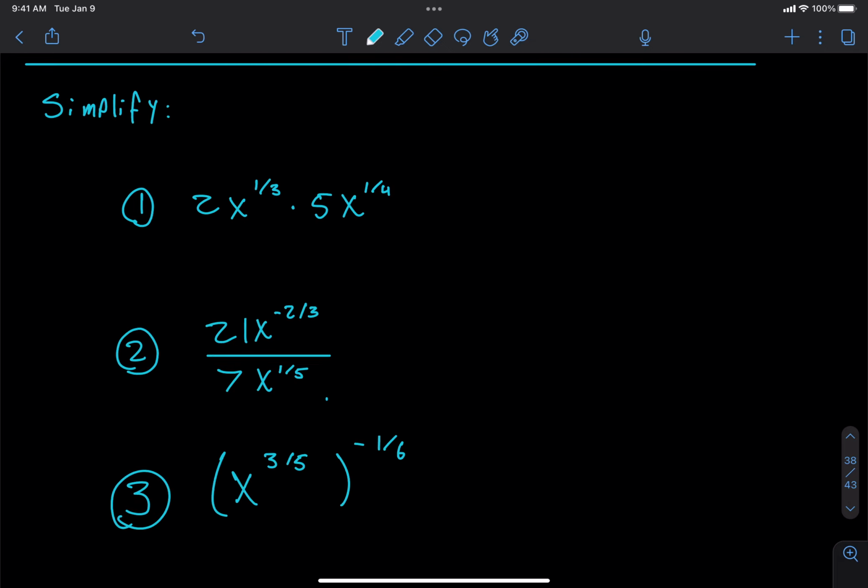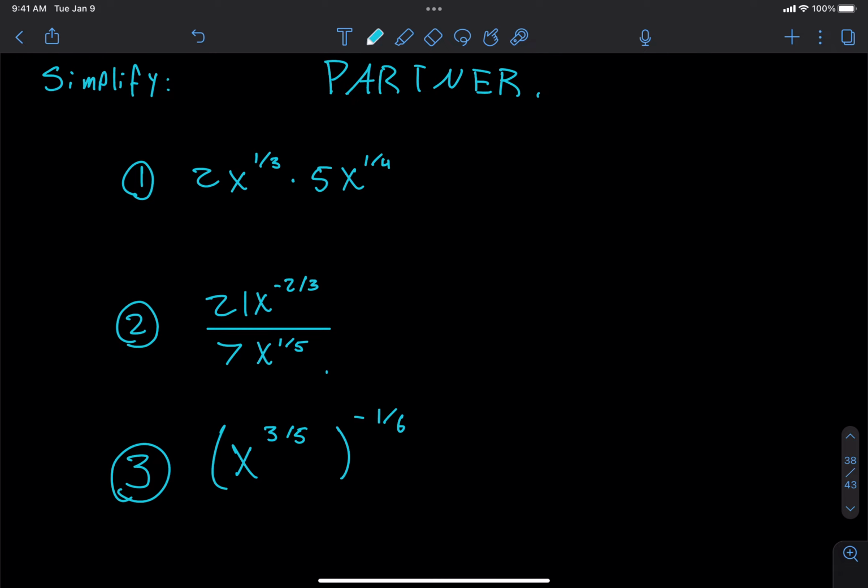Okay, so let's try a little bit of practice with a partner. We want to do our best to simplify these as much as possible. So make sure we're using our rules of exponents. And let's see if we can get these simplified to least terms. And I'll come around and help if you need a little help with your group.